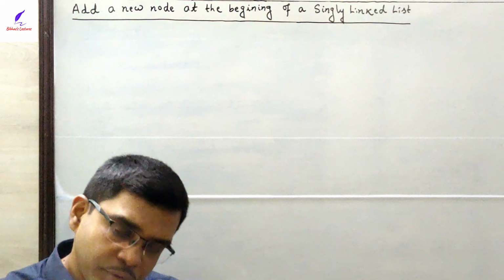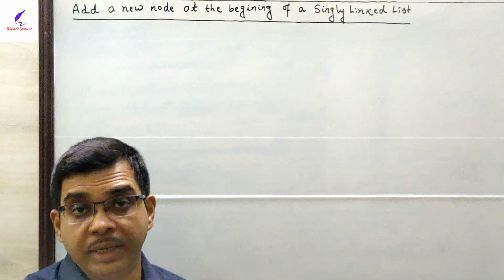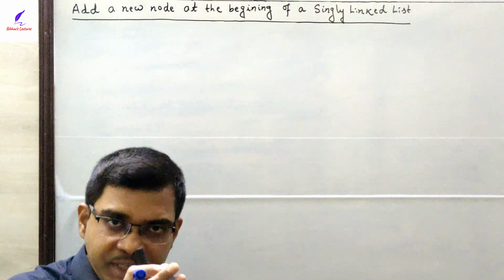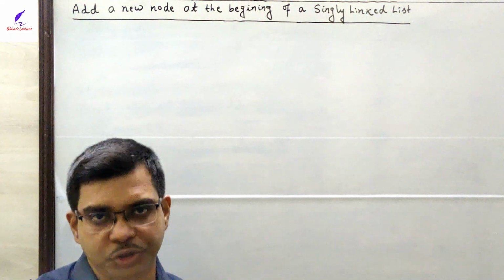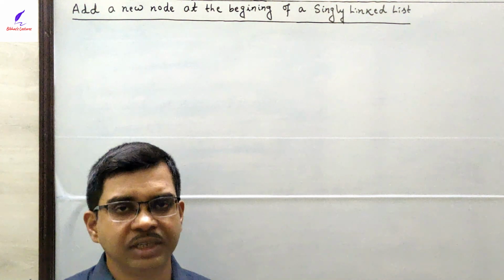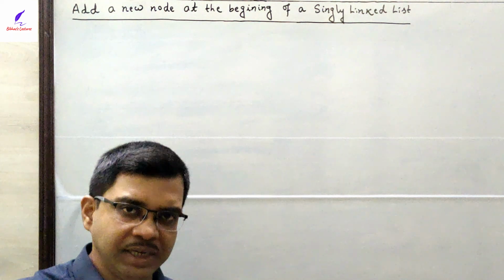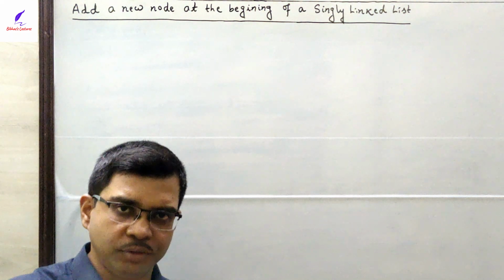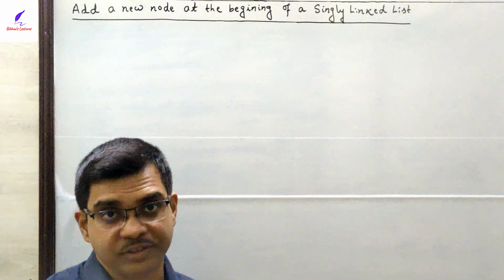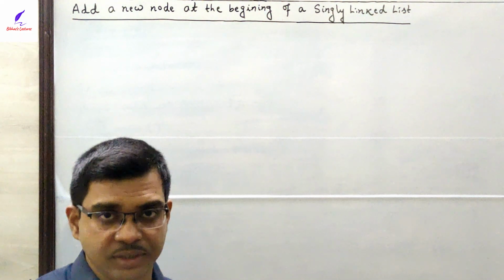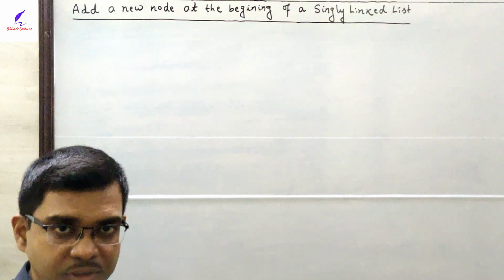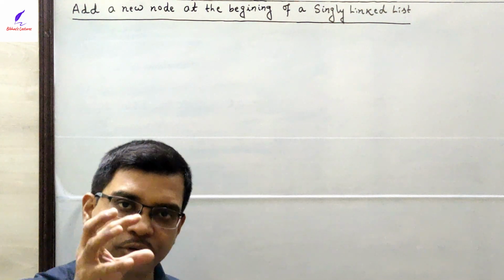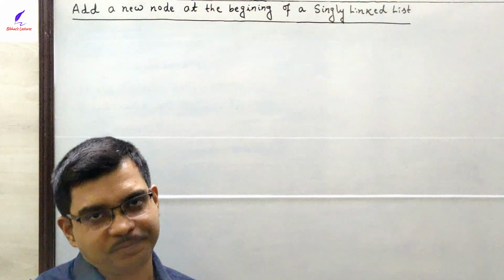Now whenever you are going to add a new node at the beginning of the single linked list, you may have to face two kinds of situation. The situation number one is the linked list where you are going to insert the first node. Suppose the list does not exist, that means no node is there, so the list is empty, so you have to consider the empty list.